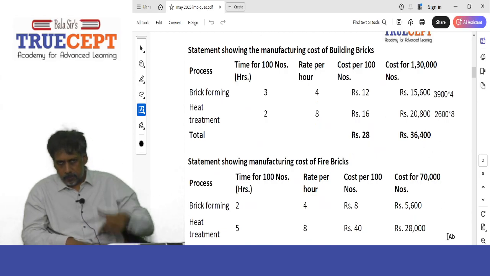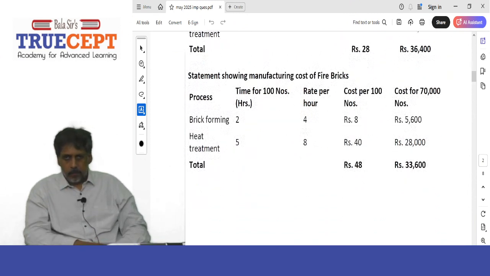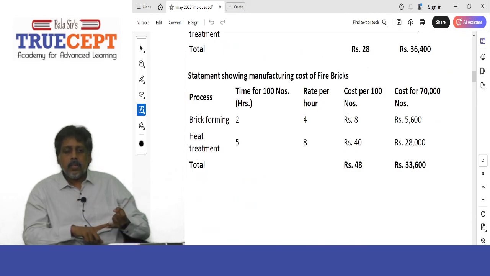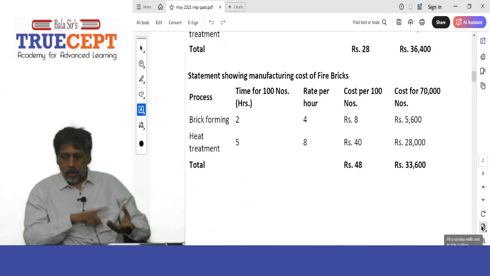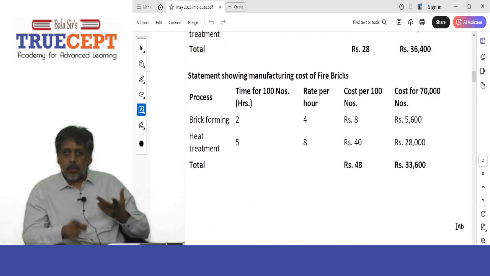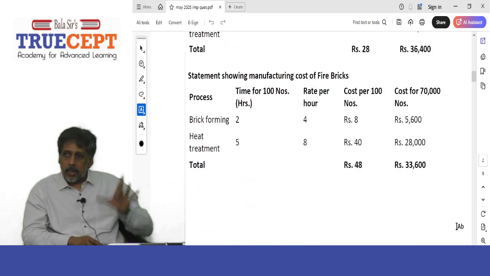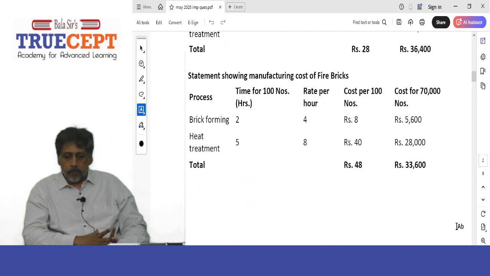Okay. Next, fire bricks. Another table for fire bricks, very similar, right? Again, copy the table with the numbers. For process 1, we need 2 hours. The rate is 4 rupees per hour. That into 2 gives you what? Rupees 8 for 100 bricks. Into 70,000, right? It is 70,000 bricks into 8 by 100. It works out to 5,600.